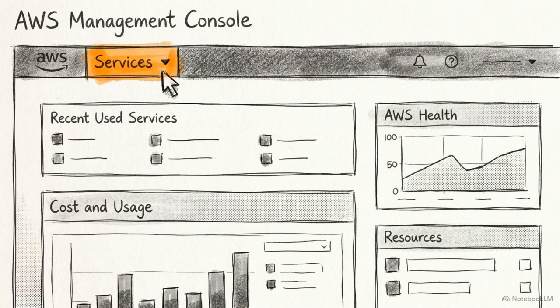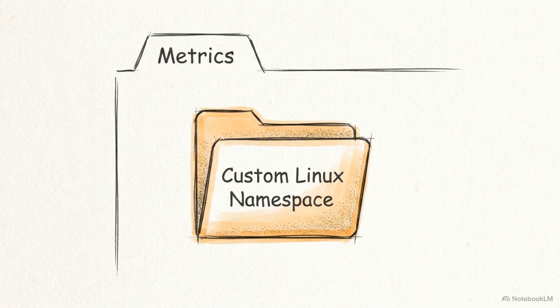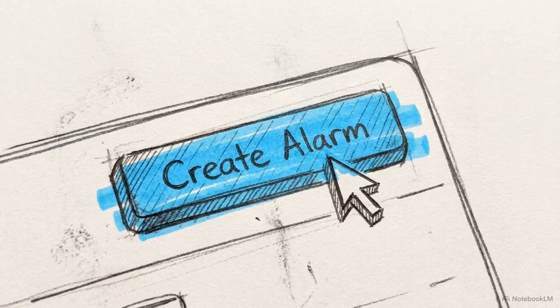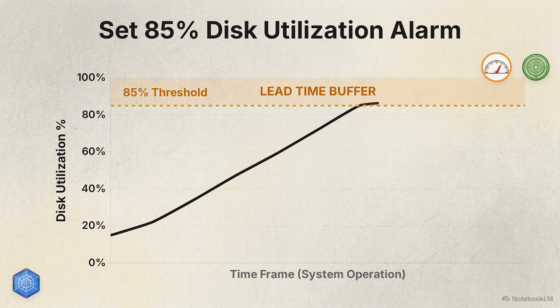With the agent running, we return to the AWS Management Console to locate the new metrics. Navigate to the CloudWatch service. Locate your custom Linux namespace. Select the disk utilization metric and choose to create an alarm. Define the alarm parameters to trigger whenever disk utilization reaches exactly 85%. This threshold gives you a lead time to resolve the issue before the drive hits total capacity.